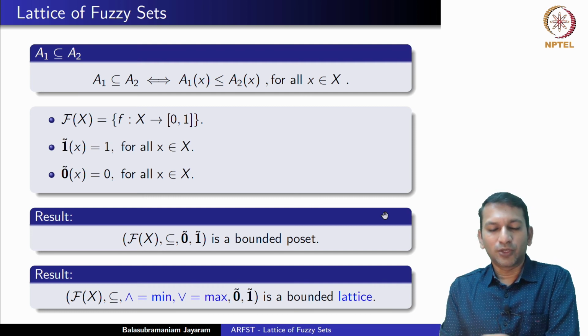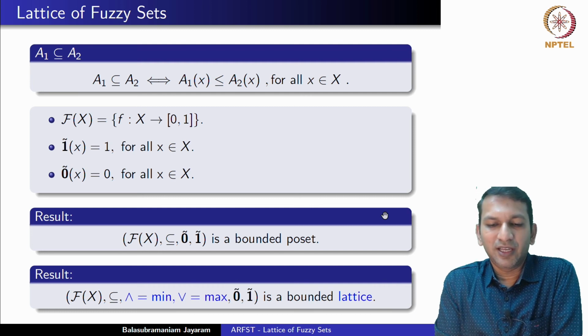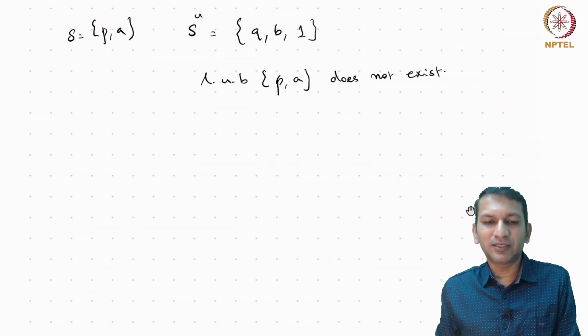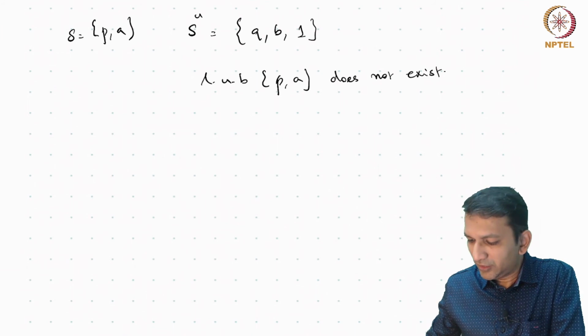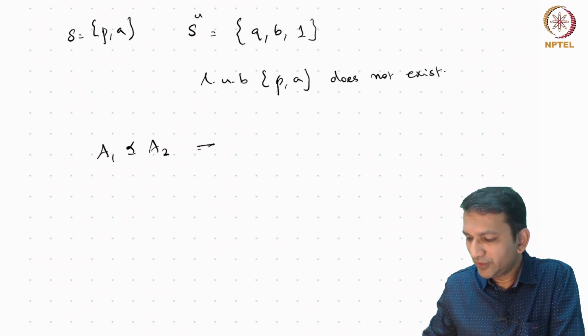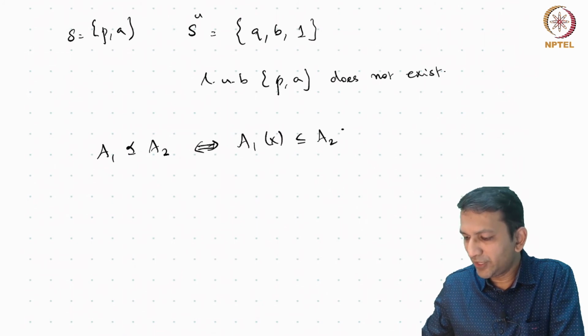So the question immediately arises, if it were a lattice, given any pair of elements from this set of fuzzy sets, what would be the meet and what would be the join? Let us calculate this. Remember, we have that A1 is less than or equal to A2 if and only if A1(x) is less than or equal to A2(x) for every x in X.